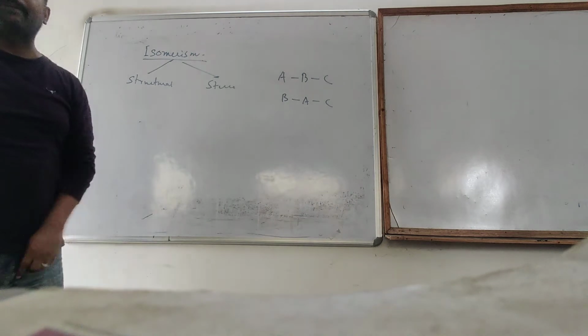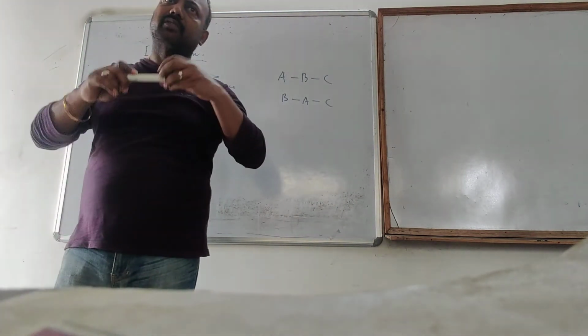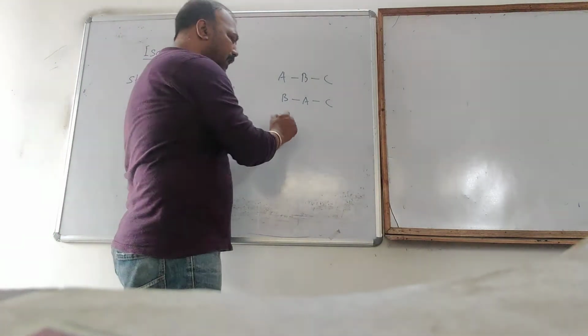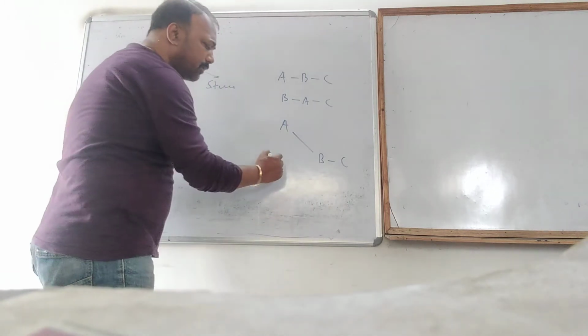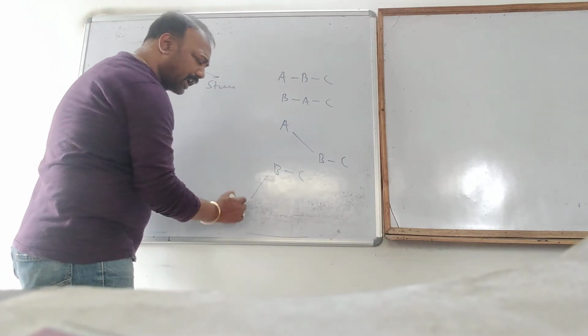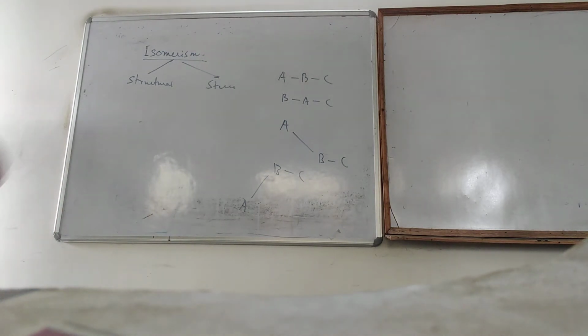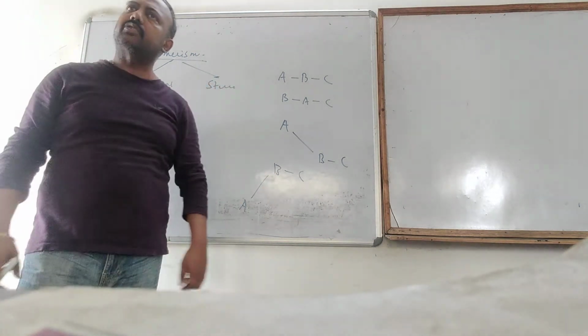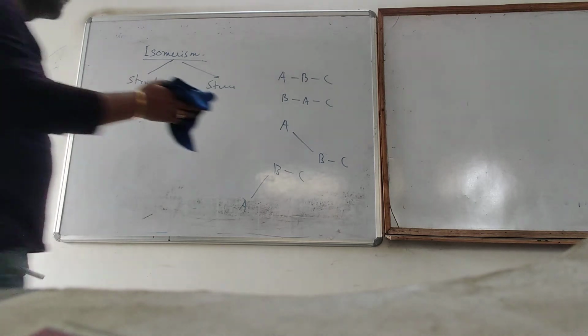But if the bonding is the same and the difference is in the spatial position, meaning position in space, for example A is bonded with B and C like this, and in another one B and C are bonded but A is bonded like this. Here the bonding is the same, but in one A is up and in the other A is down. They differ in their spatial arrangement. Those types of isomers are called stereoisomers. We already know it, so that is nothing new for us.